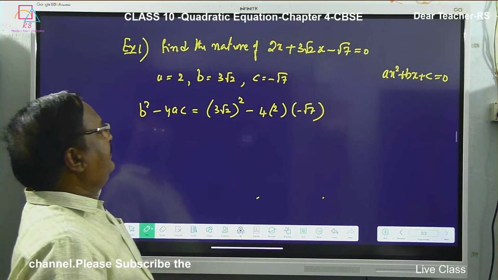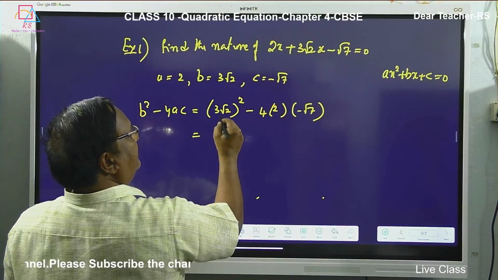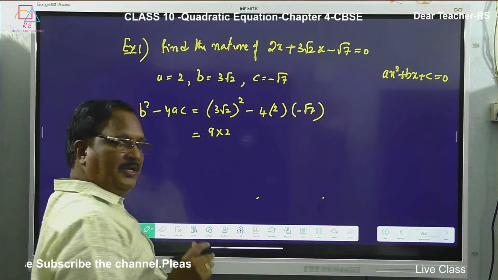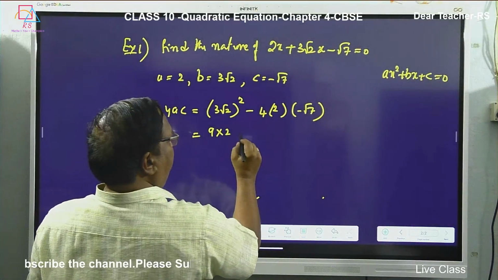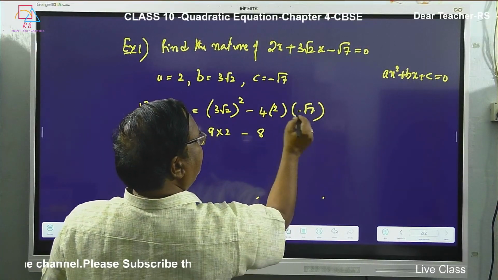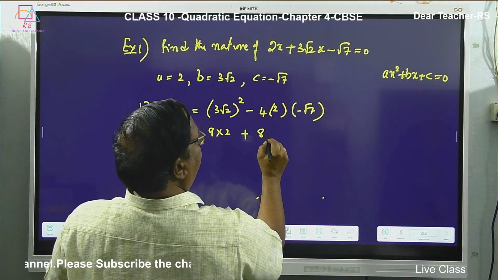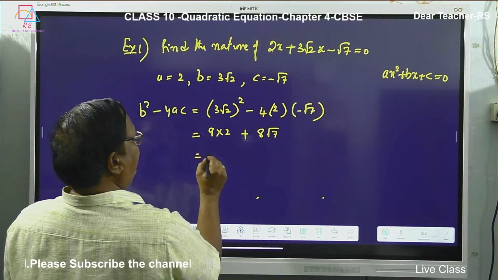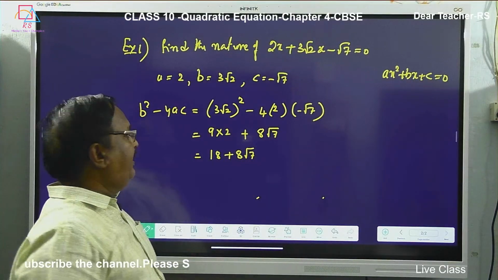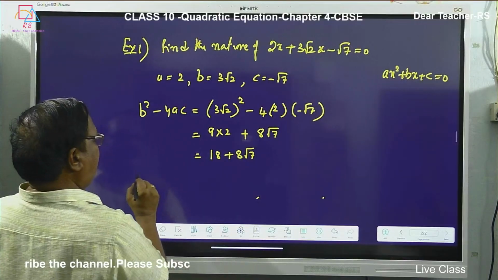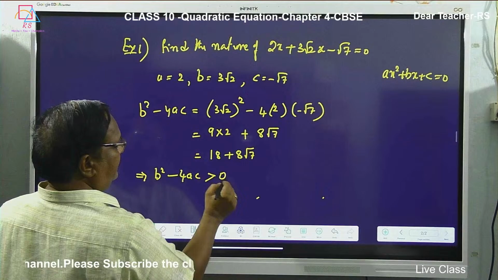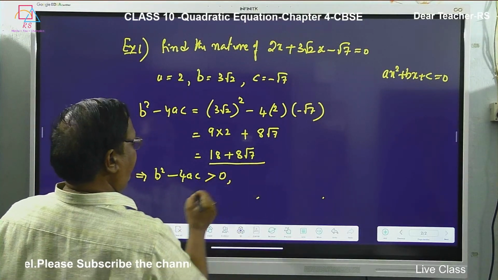Okay. So then 3 root 2 whole square, 3 square is 9, root 2 square is 2. Like that you have to do one by one. Minus 4 into 2 into minus root 7 is plus 8 root 7. So then what happened? 18 plus 8 root 7. Definitely it is more than 0. That implies b square minus 4ac is greater than 0 and it is not a perfect square.